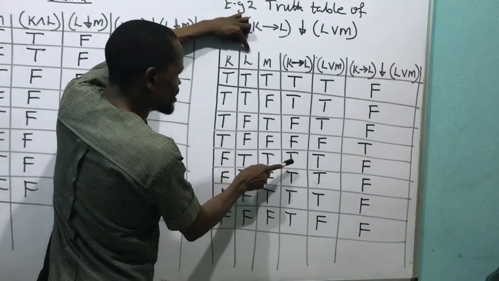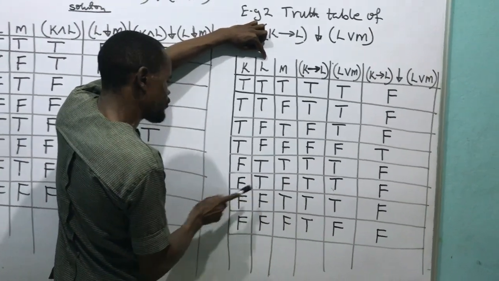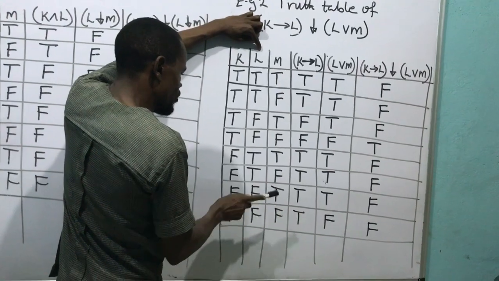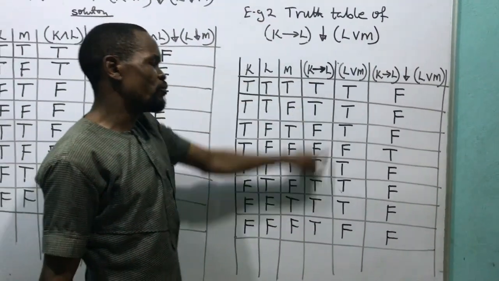Here is true, my answer will be true. Here is true, my answer will be true. False, false, it changes to the word true. Have you said it now? I have finished with this one.